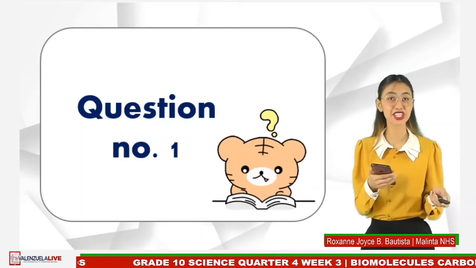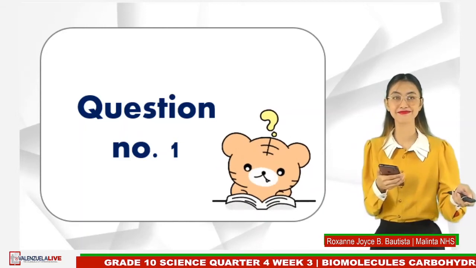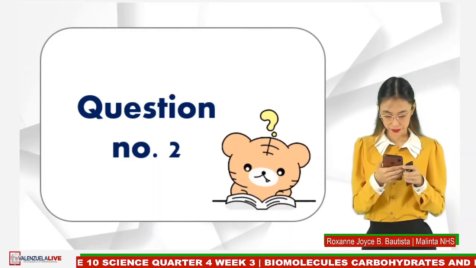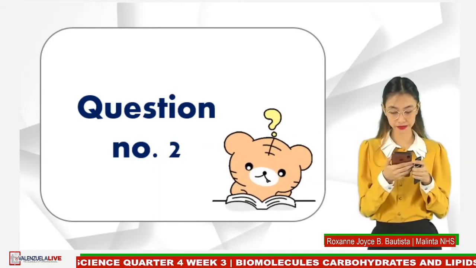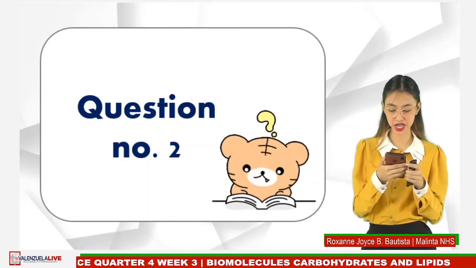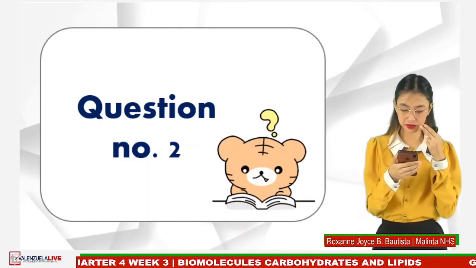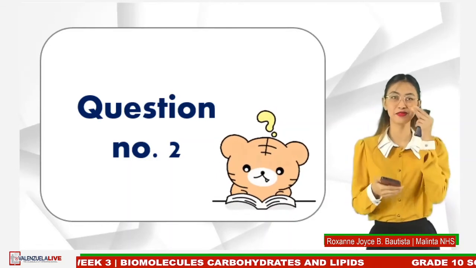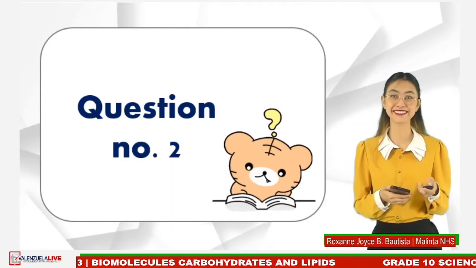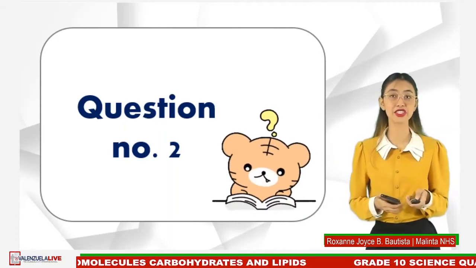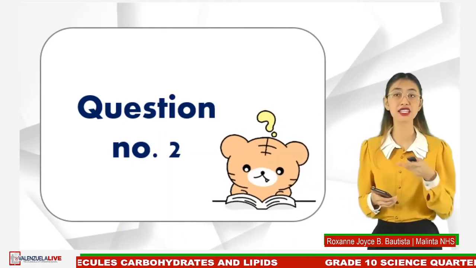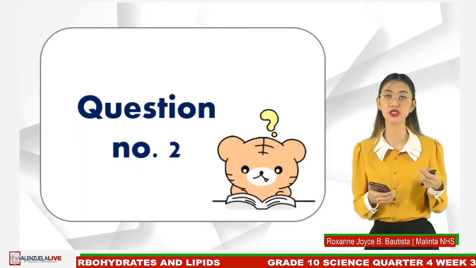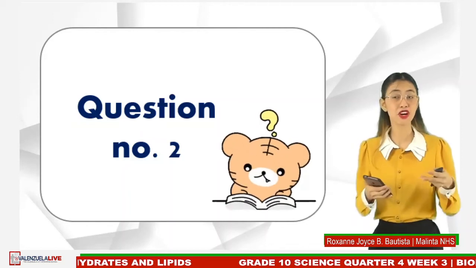For the second question, it came from a learner of Wawampulo National High School, and the question is, what happens if I don't get enough carbohydrates? This is also a good question. Remember, carbohydrates are degraded into sugar, which is a primary energy source. It is required for the brain, muscles, and other parts of the human body to function normally.